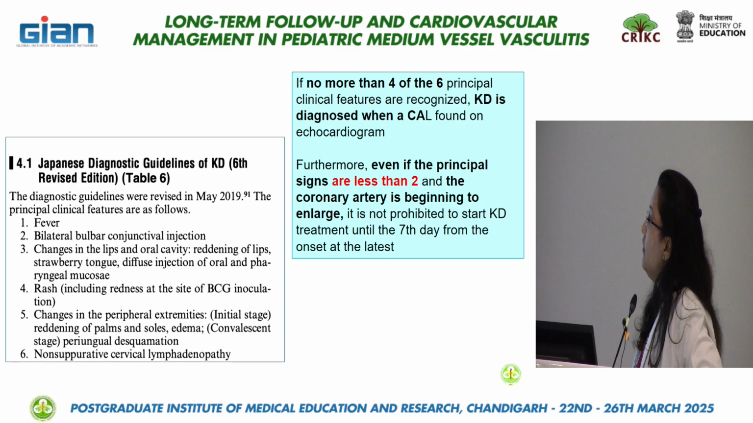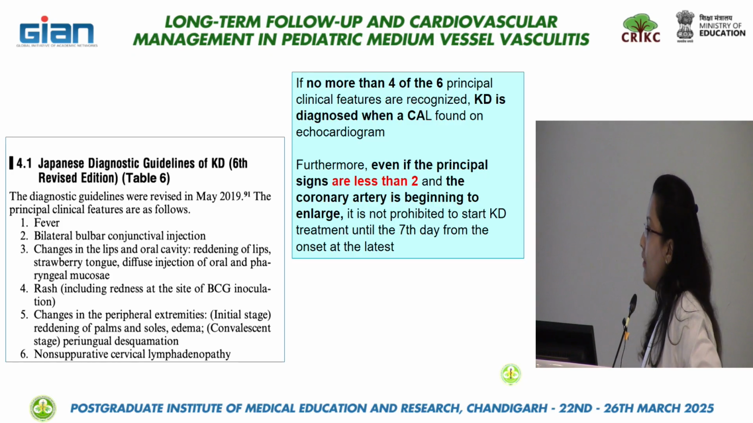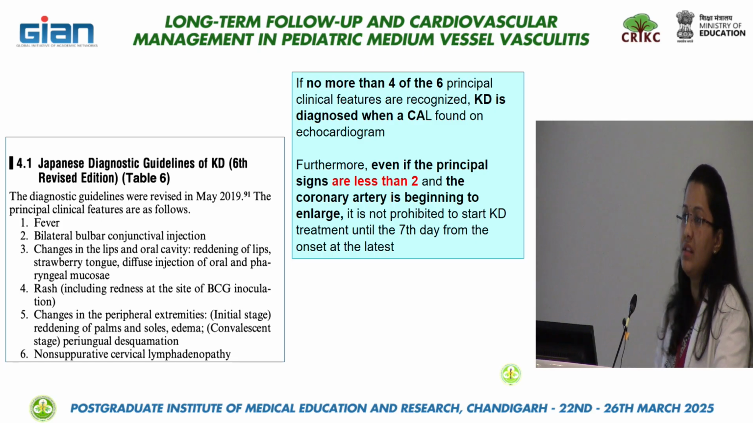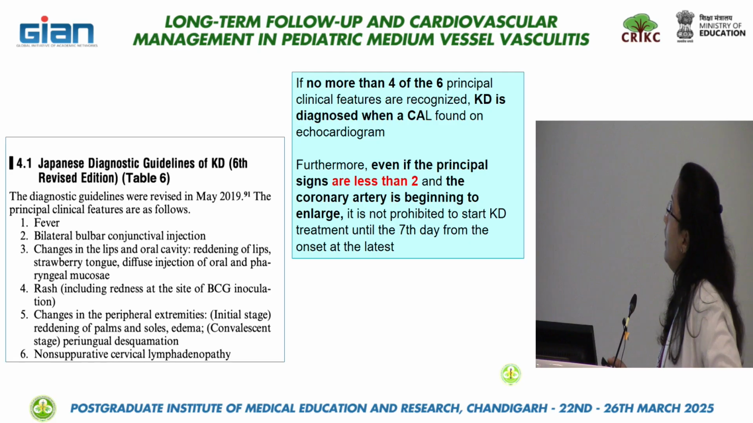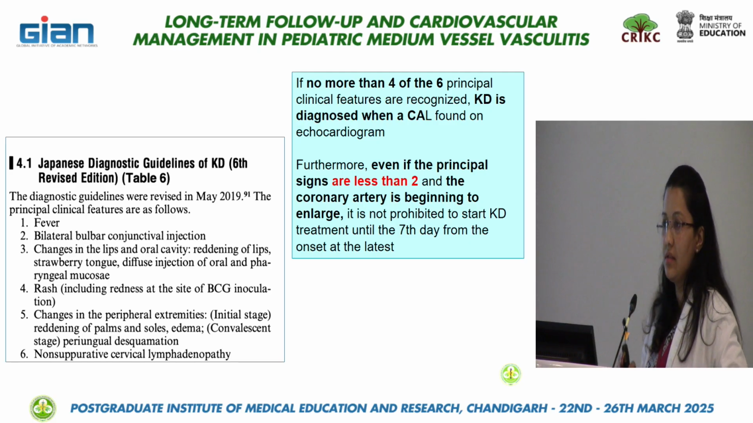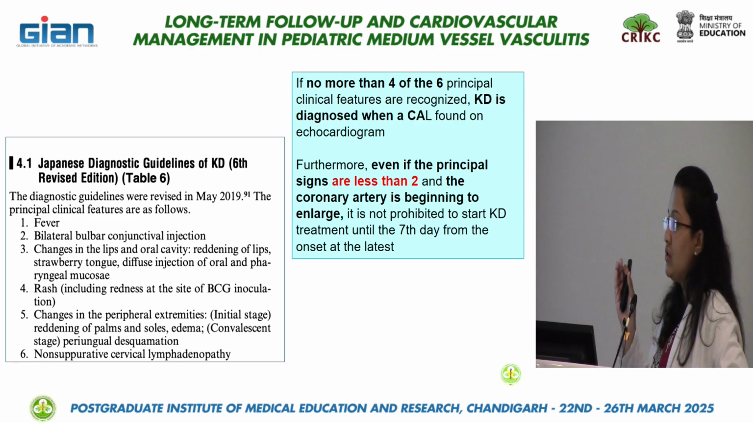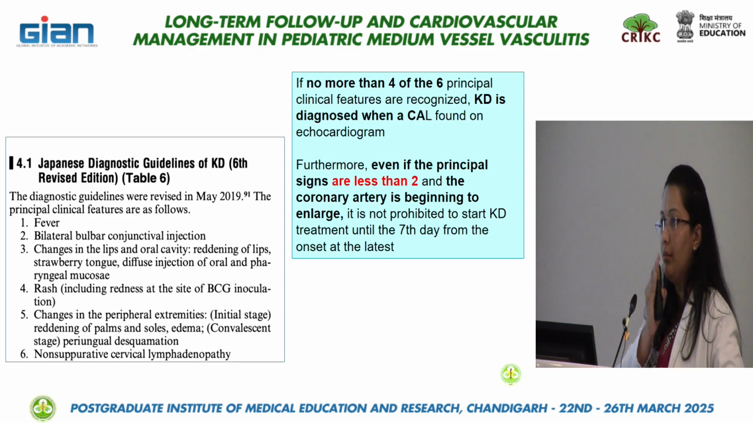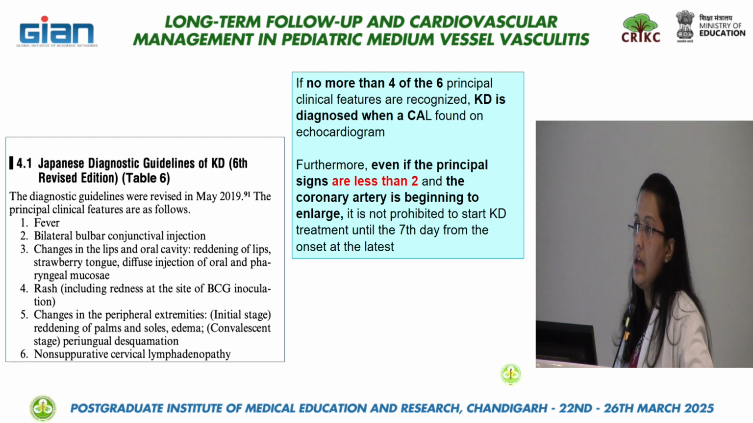Coming to the Japanese guidelines, they mention fever without much emphasis on the duration, and fever is one of the principal features in the criteria. So they suggest that if there are 2 or fewer principal features, and if there is any enlargement of coronary arteries during the period that we see, we have to think about Kawasaki disease and possibly initiate treatment for that.